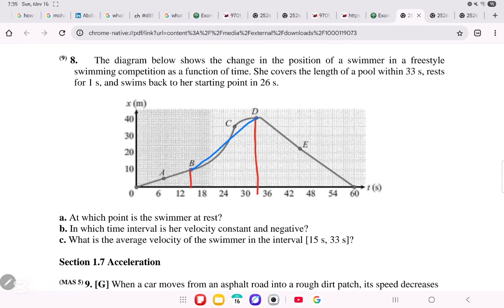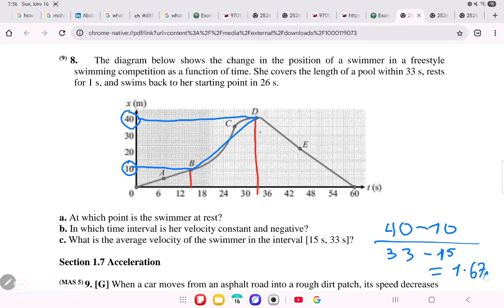Now we need to take the position at B. At B, 15, the position is 10. At D, 33, the position is 40. So now we have the values of our y and our x. We can find the average velocity. We're going to do y minus y over x minus x. So 40 minus 10 over 33 minus 15, and then I would get an answer of 1.67 meters per second. So this is the average velocity of the swimmer.